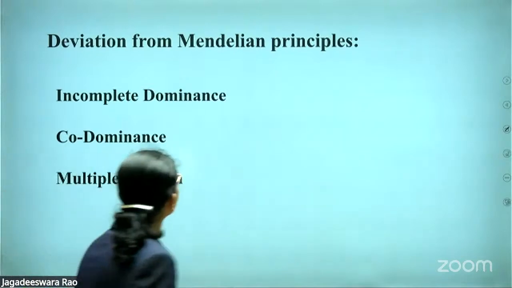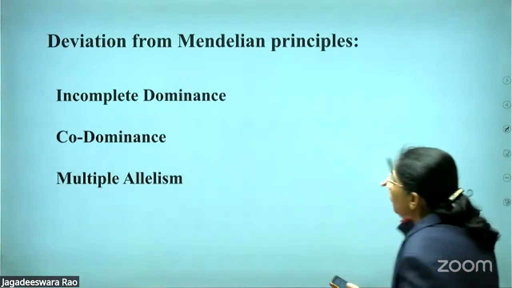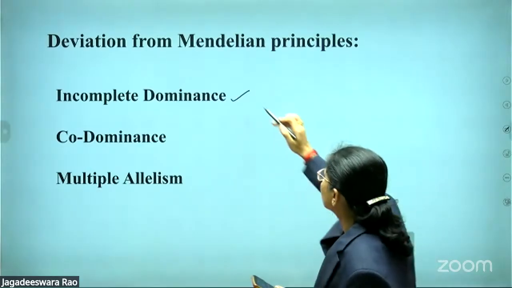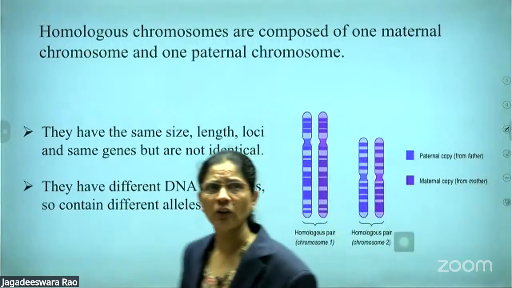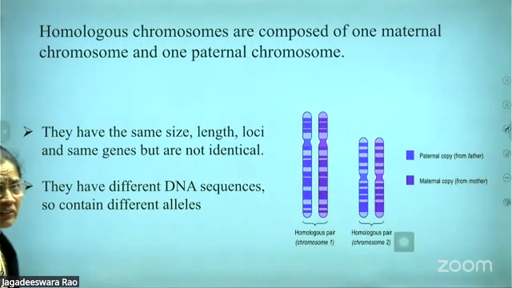Okay, so we are going to understand. Before understanding incomplete dominance, you need to understand what a locus is. So when I talk about the gene and where it is present, you have to understand.